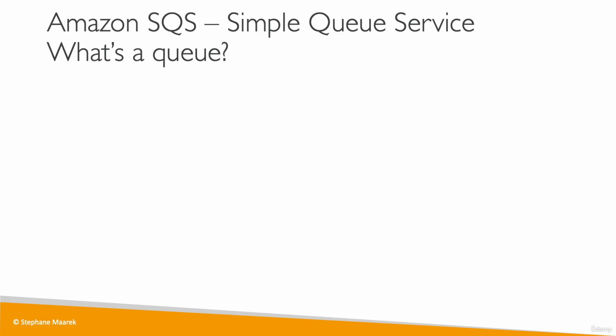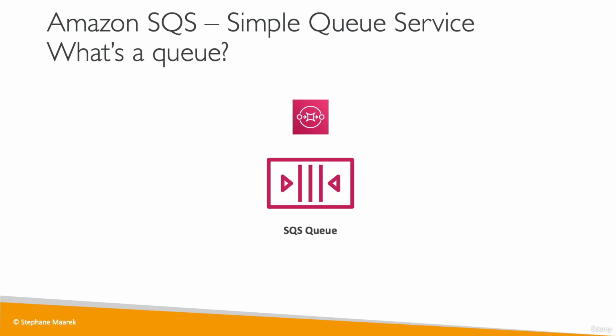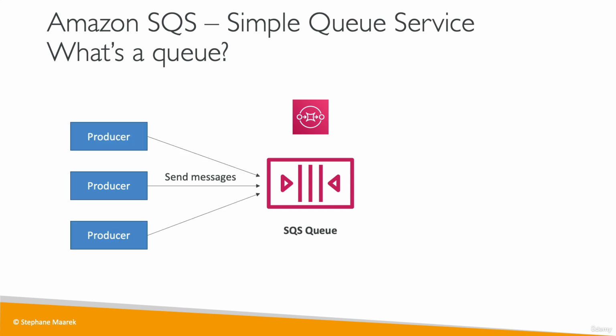So let's first talk about the first service which will allow us to decouple our applications, which is Amazon SQS, which stands for Simple Queue Service. So what's a queue? Well, say we are creating an SQS queue right here. What it enables us to do is to have producers send messages into that queue. And it could be one producer, but it could be as well multiple producers.